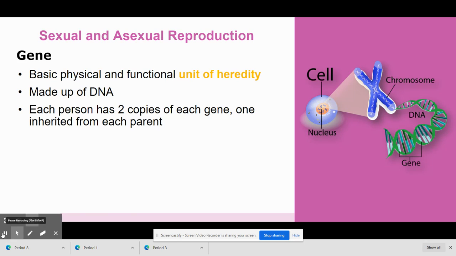And then a gene. This is the basic physical and functional unit of heredity. It's made up of DNA, and then the DNA makes up chromosomes, remember. Each person has 2 copies of each gene because you got one from each parent.